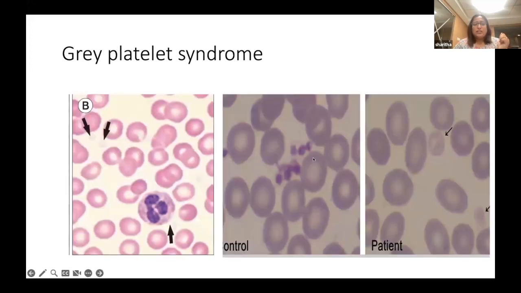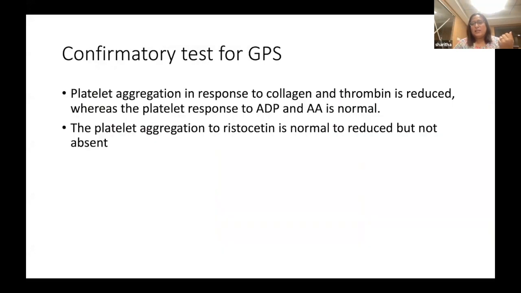So this is a picture where you can see very pale stained platelets. This is the control, and here again there are giant platelets with very pale stain. So this is one of the features. Based on the peripheral smear, we can at least suspect gray platelet syndrome, and then order further tests for confirming it.